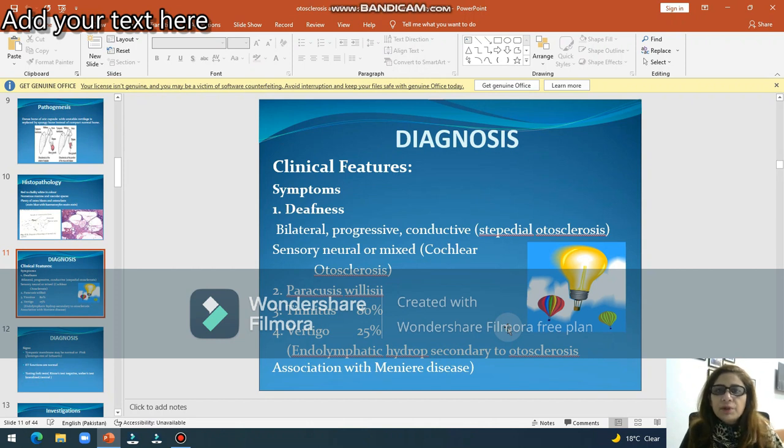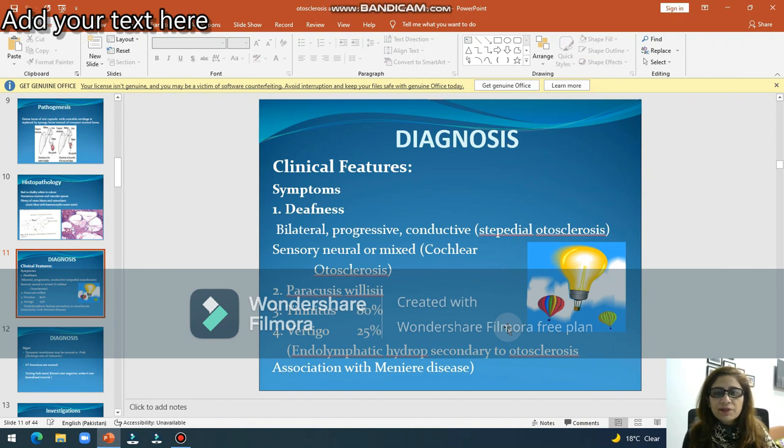The diagnosis depends on clinical features, investigations, and then you will treat the patient. So the first symptom will be deafness. Deafness is usually bilateral, progressive, and conductive hearing loss when there is stapedial otosclerosis. If there is involvement of the cochlea, then there will be sensorineural hearing loss. So in the majority of cases, there will be mixed hearing loss. The conductive element is always present in otosclerosis, so Rinne will always be negative in these cases.